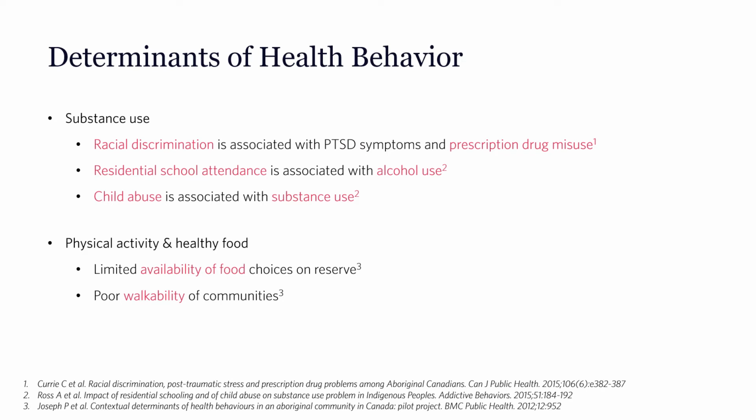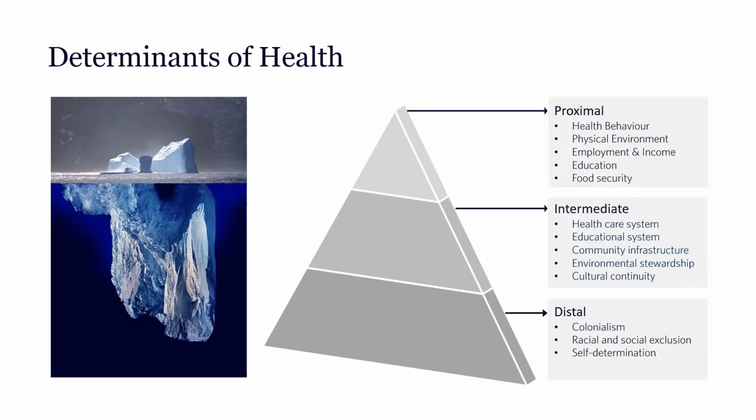Studies have also examined the underlying factors that affect health behavior. It turns out that substance use is significantly affected by experiences of trauma. Physical activity and healthy food intake are affected by structural factors such as community food security and the built environment. Put another way, health behavior is the tip of the iceberg that is affected by all other determinants of health.